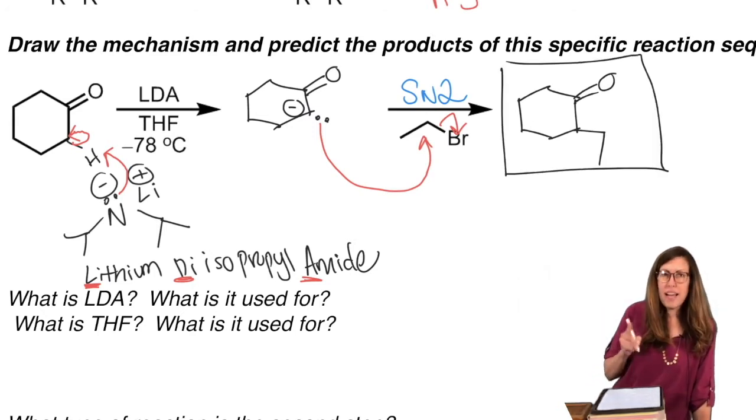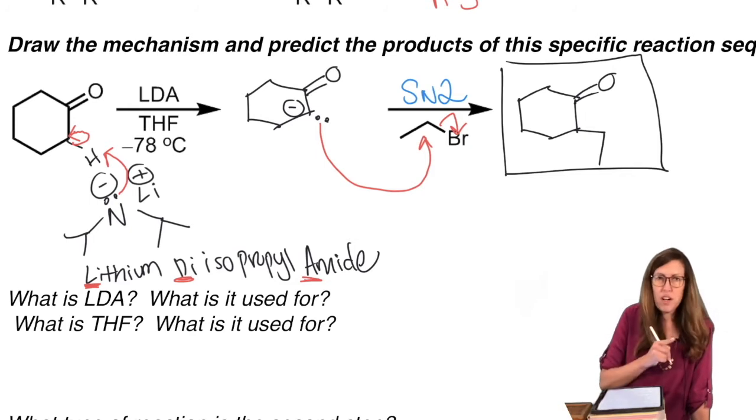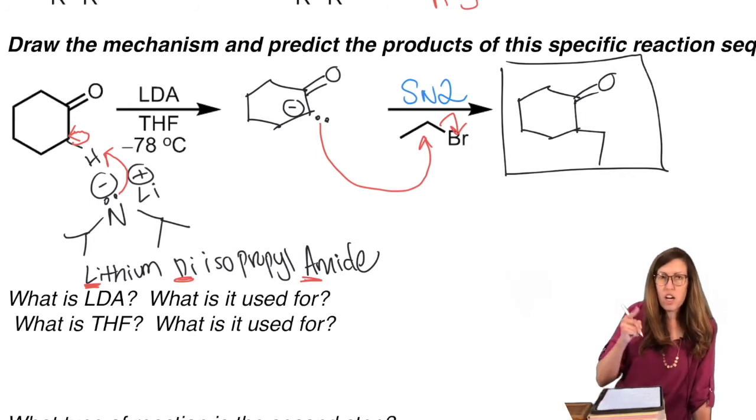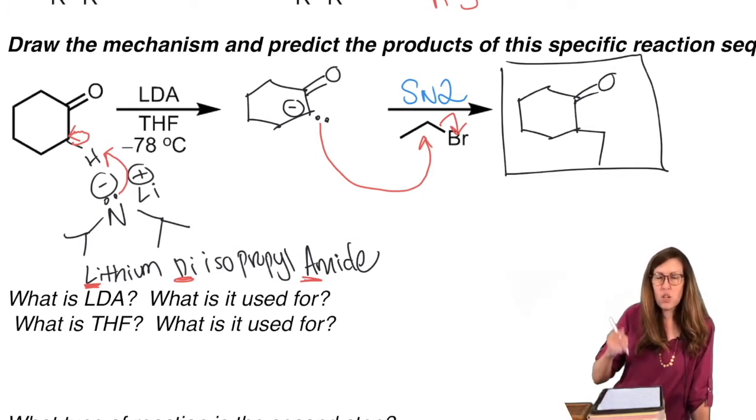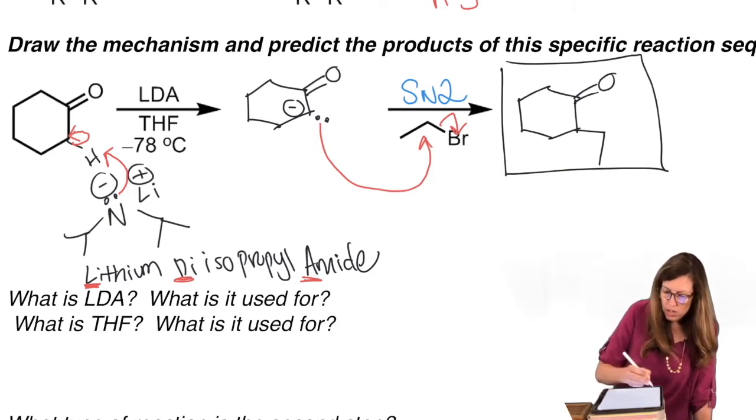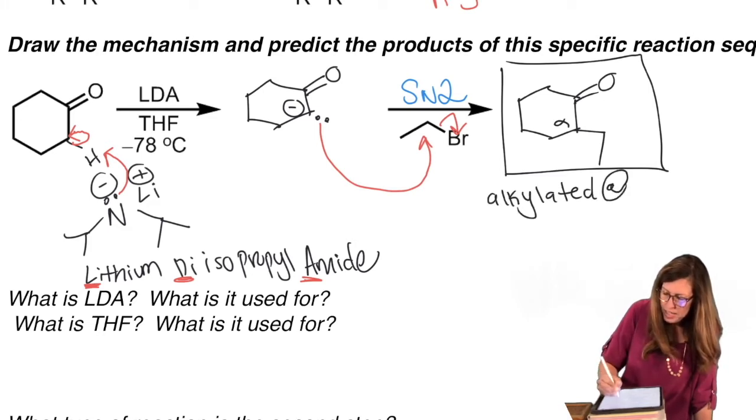It's always that alpha carbon though. You can't just put it anywhere on that ring. Only that alpha carbon was acidic, so you can only take the H off the alpha carbon. So there must have been an alpha H. I'm just going to write alpha there, and I'll write alkylated at alpha C.